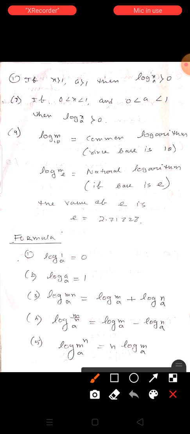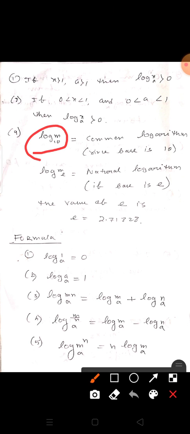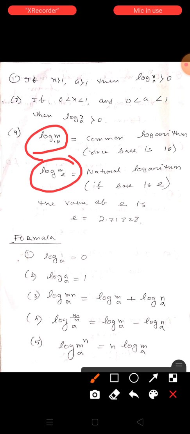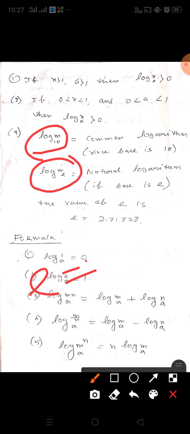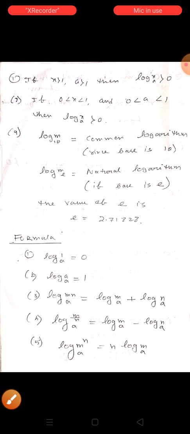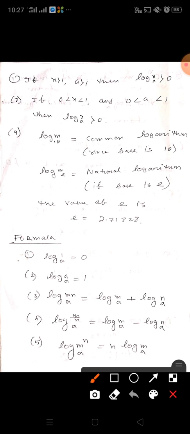Now if the base is 10, log of m to the base 10 is called common logarithm. Log of m to the base e is called natural logarithm. Here the value of e is 2.71828. So if the base of the logarithm is 10, this is called common logarithm. If the base of the logarithm is e, then this is called Neperian logarithm or natural logarithm.